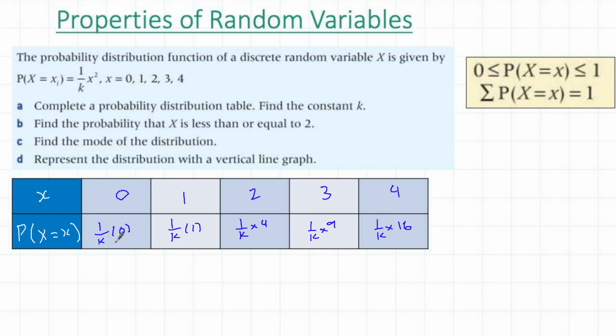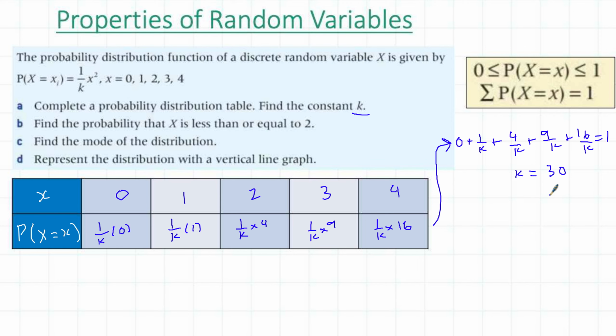So I can simplify this, but then it also says find the constant k. Well, I will use the same property of distribution that I did in the previous example, which is that they should add up to 1. So if I add all of these up, I get 0 plus 1 over k plus 4 over k plus 9 over k plus 16 over k equals 1. And if I do the algebra and simplify that, I will get k equals 30.